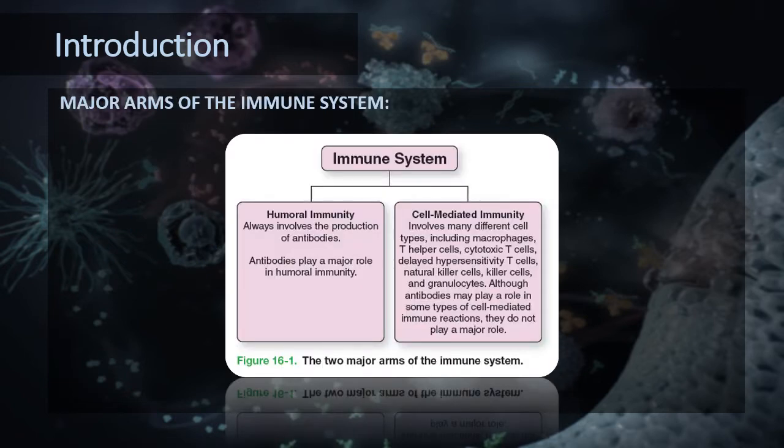The immune system has two major arms. These are the humoral and the cellular immunity. For humoral immunity, this involves the antibodies, while the cell-mediated immunity utilizes different cell types. Later on, as we go along with this lecture, we will discuss thoroughly both humoral and cellular immunity and differentiate each.